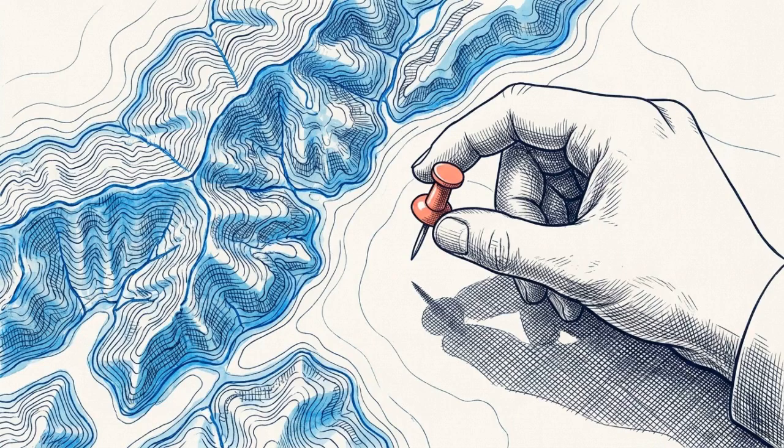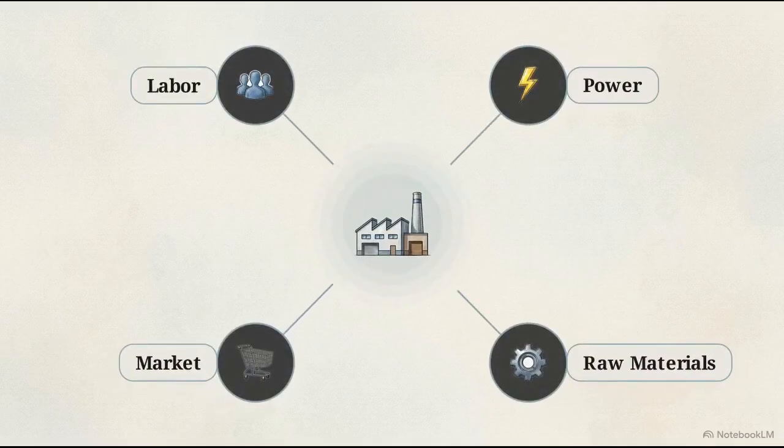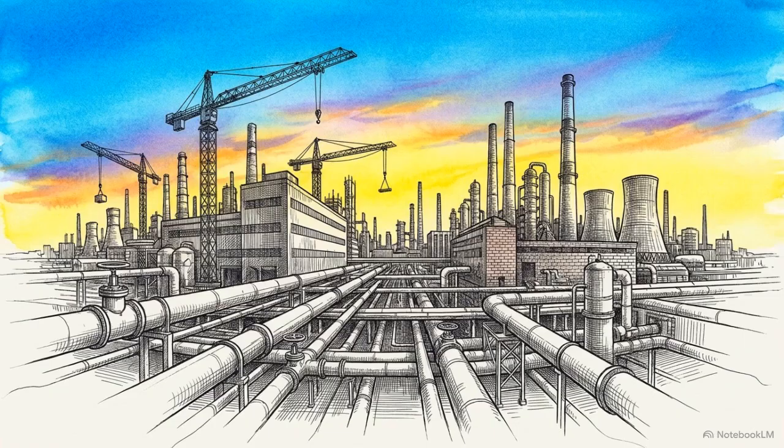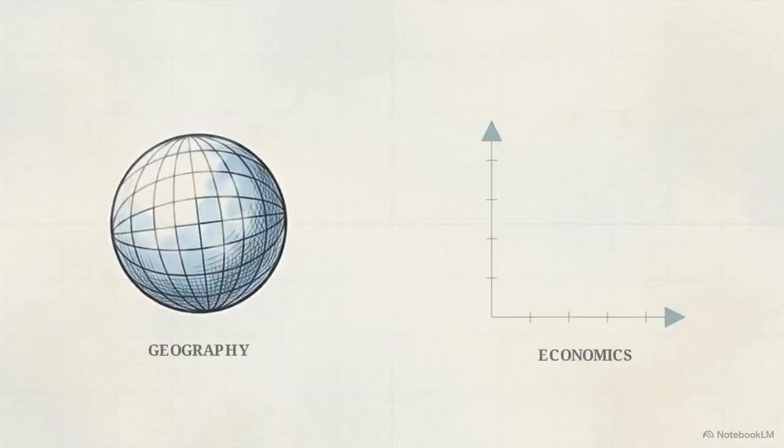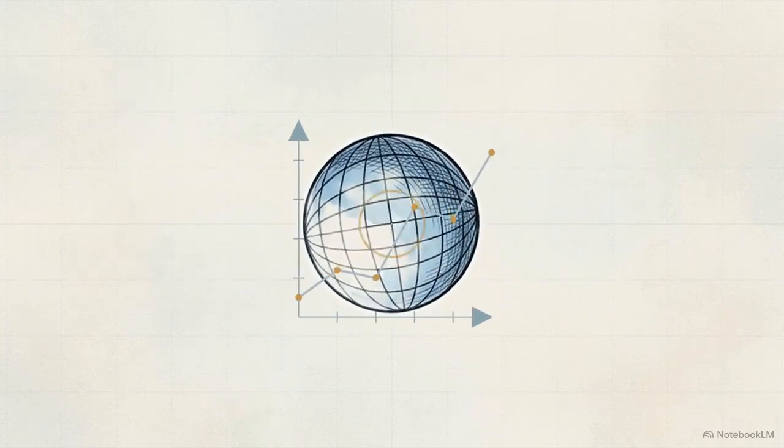But those manufacturing plants aren't placed on a map at random. Their location is dictated by a set of specific requirements, from the availability of power and labor to the proximity of the market. Understanding these requirements allows us to see our industrial landscape for what it actually is, a map of calculated decisions where geography and economics intersect.